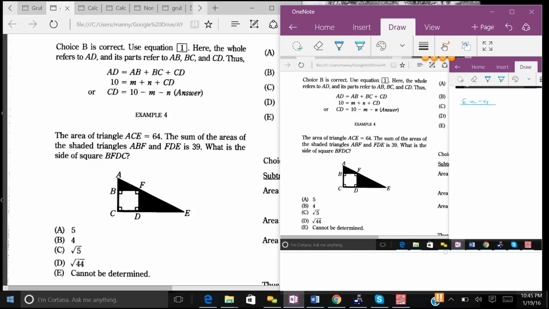Okay. First of all, what do you know about the square? That all the sides are equal? All sides are equal. So based on that, do you know what the area of that square is?